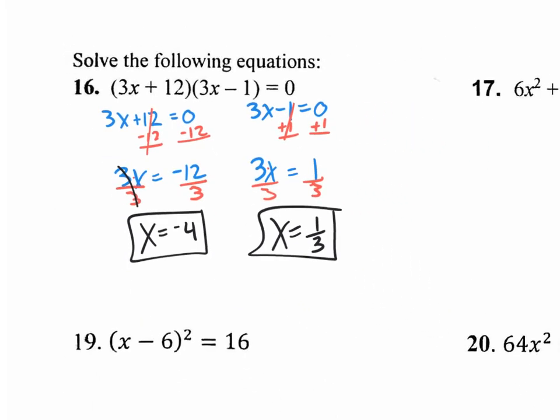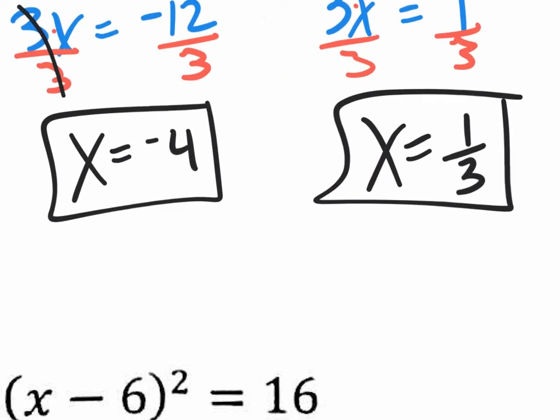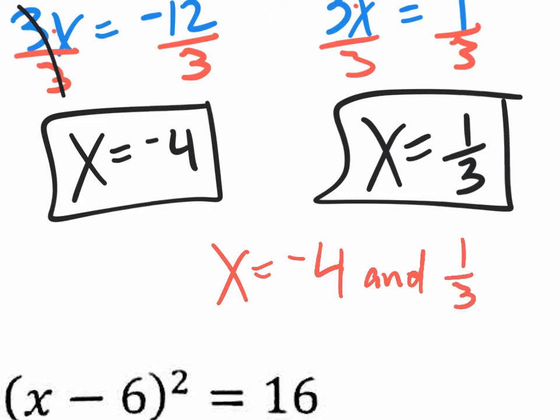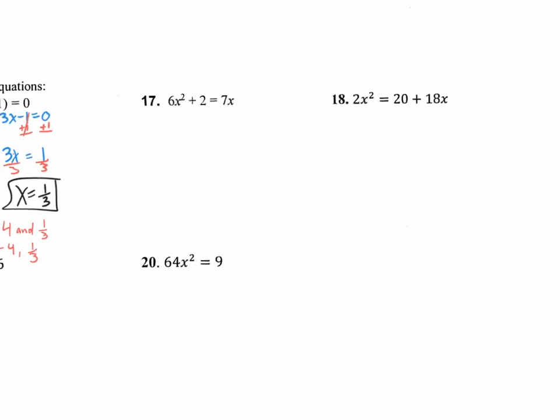How did you want us to write it? You could either write it like this, x equals negative 4, and x equals 1/3, or you could write them together, like x equals negative 4 and 1/3. Or you could put it negative 4 comma 1/3. As long as I see a negative 4 and a 1/3, that's great. If you leave it in factored form, you didn't finish the question. You didn't finish solving. I need actual answers. So number 18.